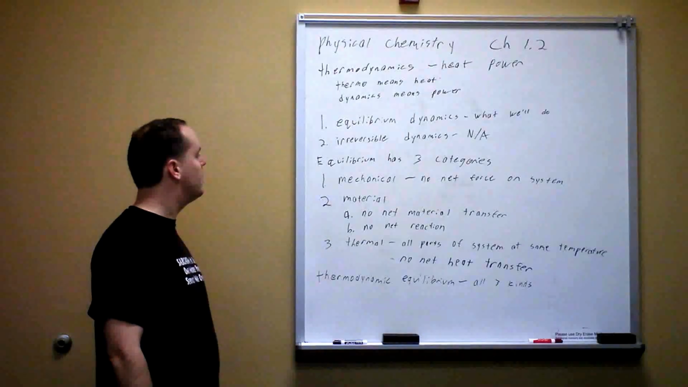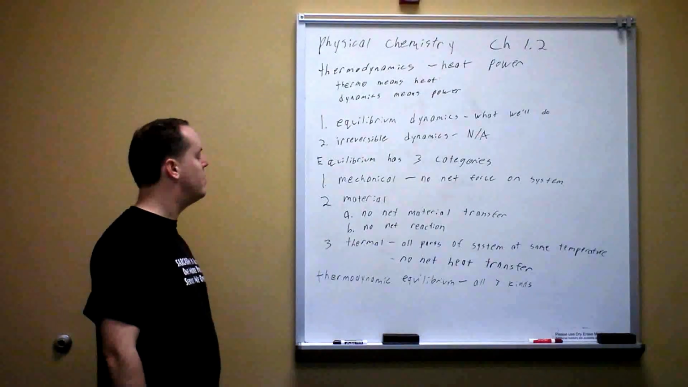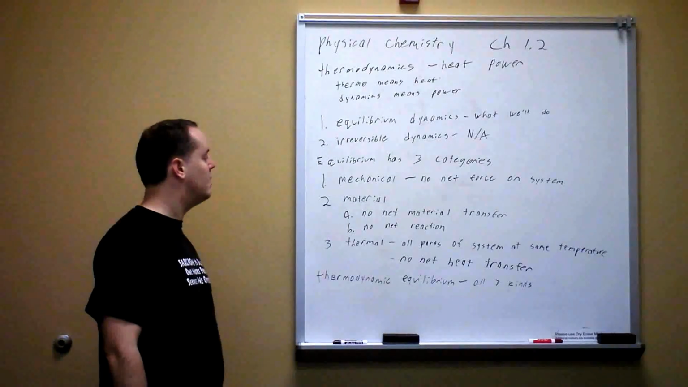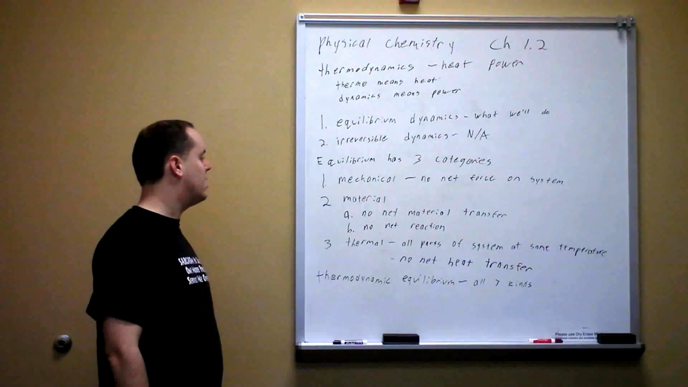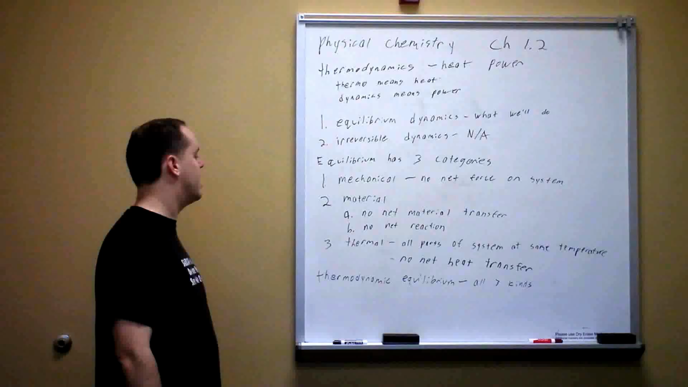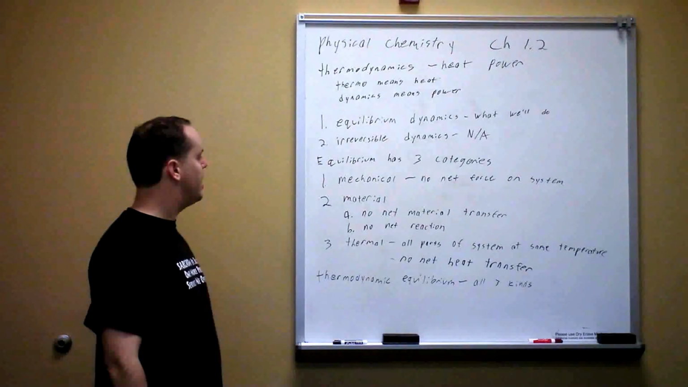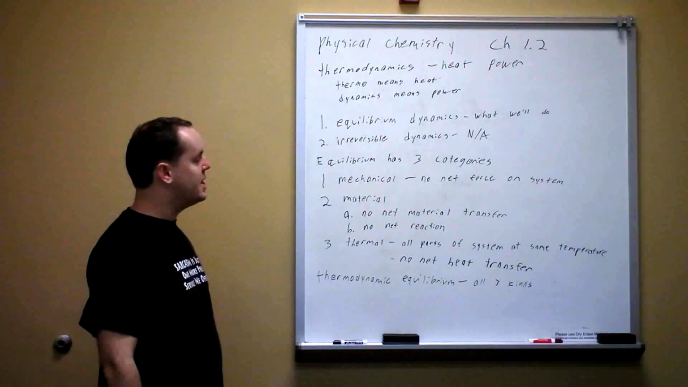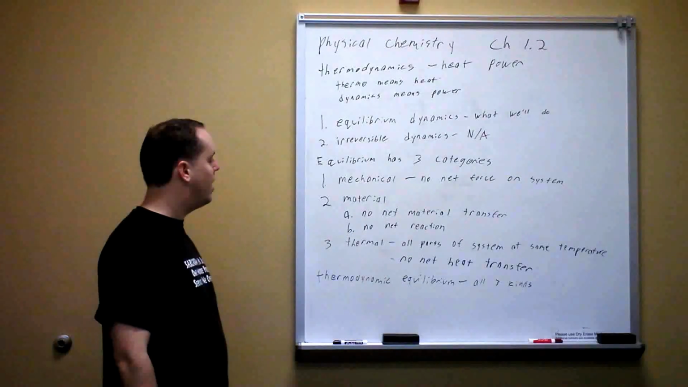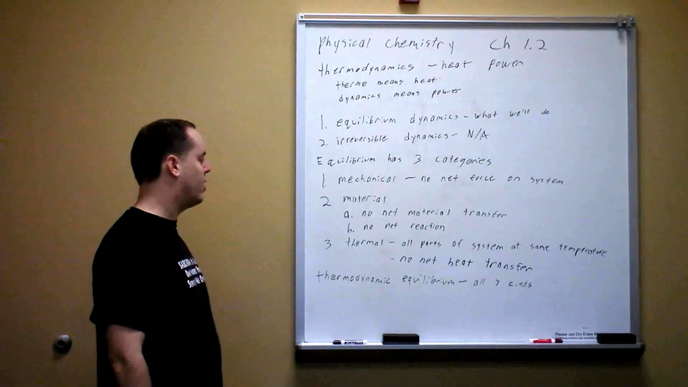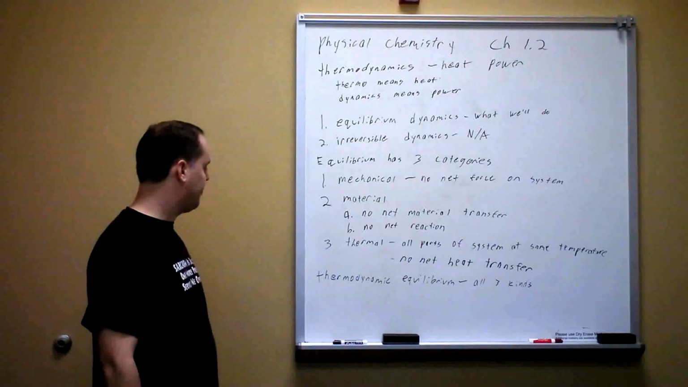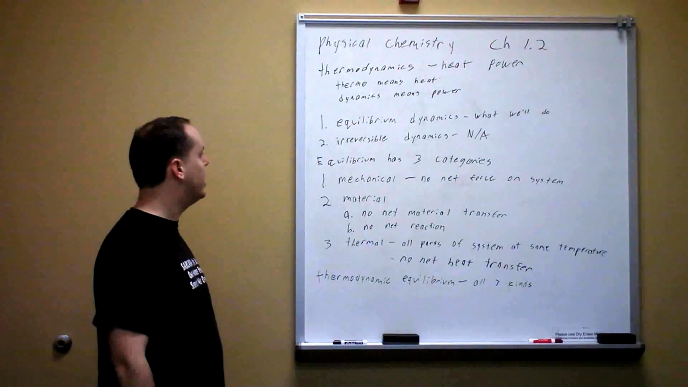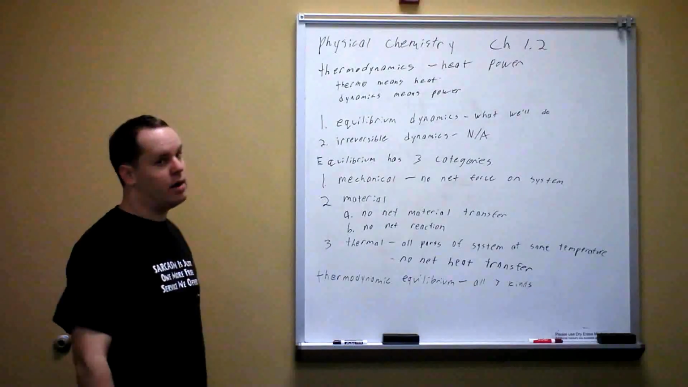Second type of equilibrium is material equilibrium, which means 2 things. One, there's no net material transfer into or out of the system. And secondly, there's no net reaction going on inside of the system. The third type of equilibrium is thermal equilibrium, which means that all parts of the system are at the same temperature, and therefore there is no net heat transfer within the system. Thermodynamic equilibrium means all 3 types of these equilibria are true.